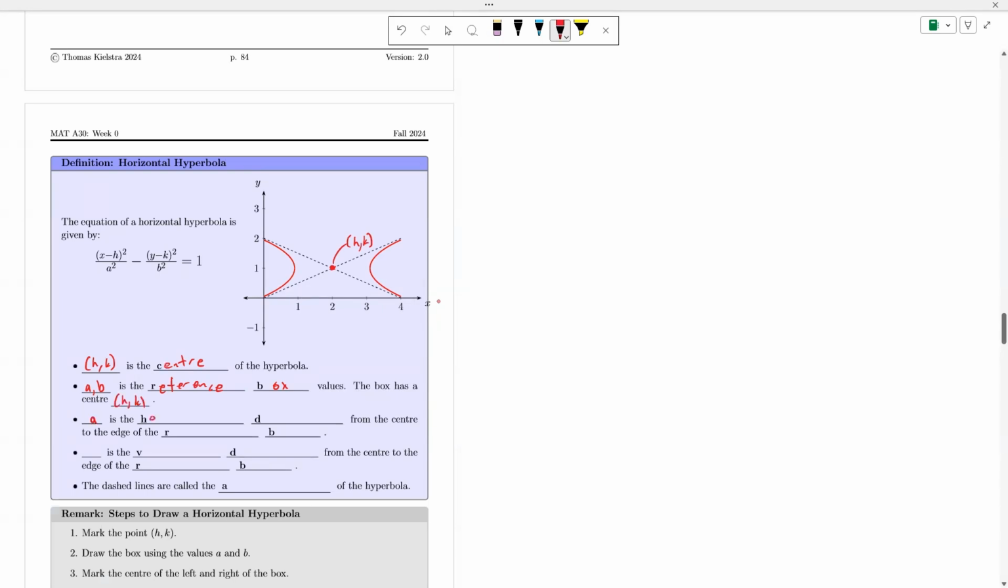A is the horizontal distance from the center to the edge of the rectangle, or the edge of the reference box.